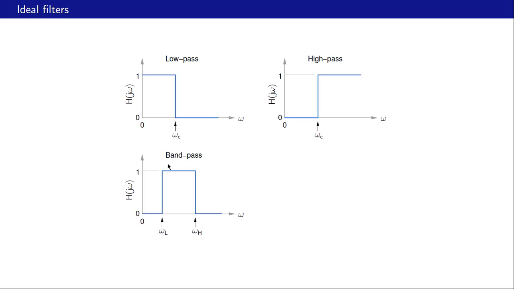Here is a filter called the band pass filter. So it passes a band of frequencies between omega L and omega H. So between these two frequencies, its value is 1, and otherwise it is 0. Here is a band reject filter. In other words, it rejects all frequencies which are in a specific band given by omega L and omega H. So its transfer function is 0 in this band and it is 1 otherwise.